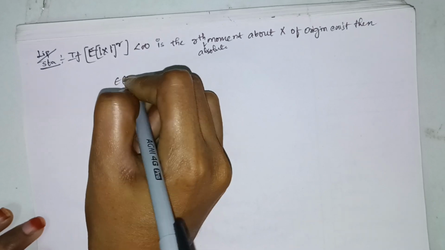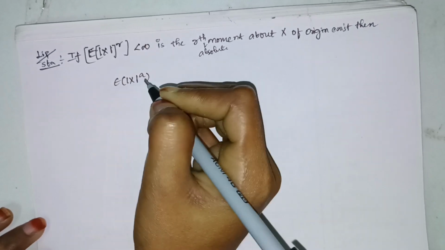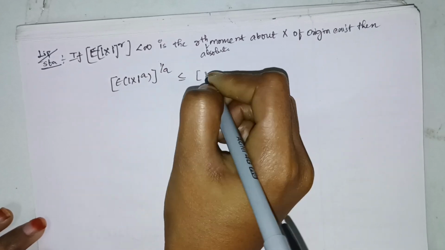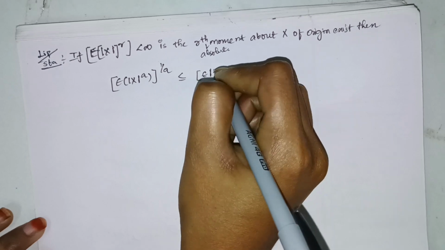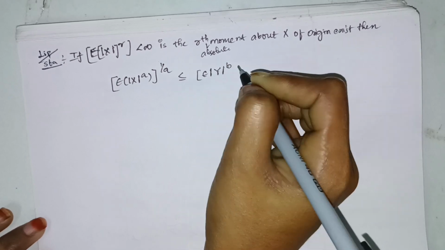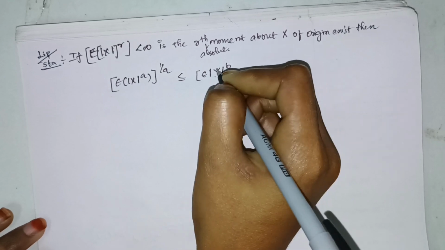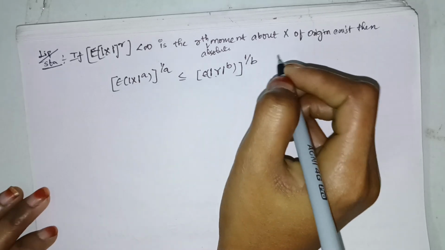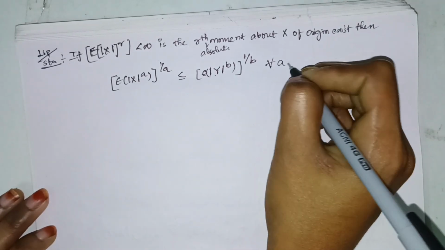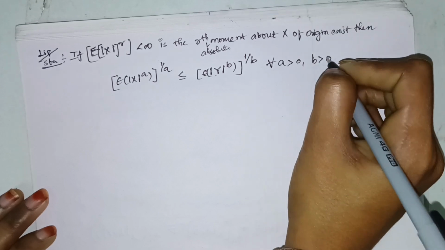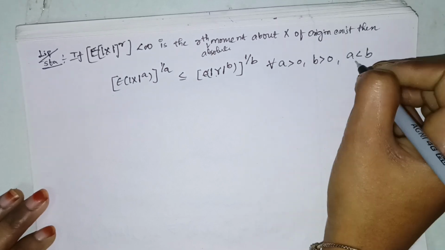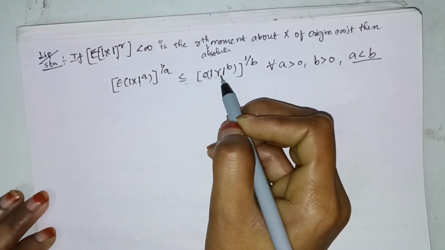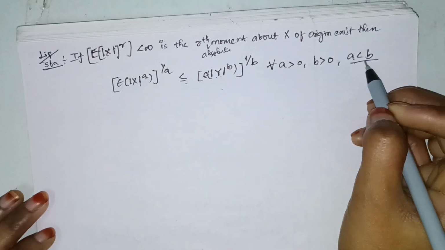expectation of mod x to the power of a, whole to the power of 1 by a, is less than or equals to expectation of mod y to the power of b, whole to the power of 1 by b. This is what we need to prove for all a greater than 0, b greater than 0 and a is less than b, because here in the inequality we have mod x to the power of a is less than or equals to mod y to the power of b. So a is less than b.